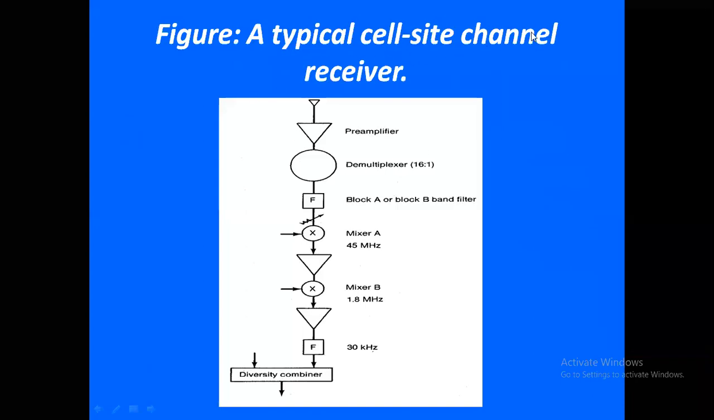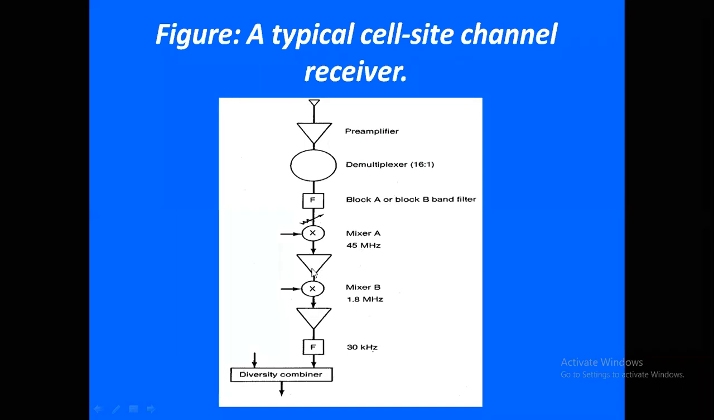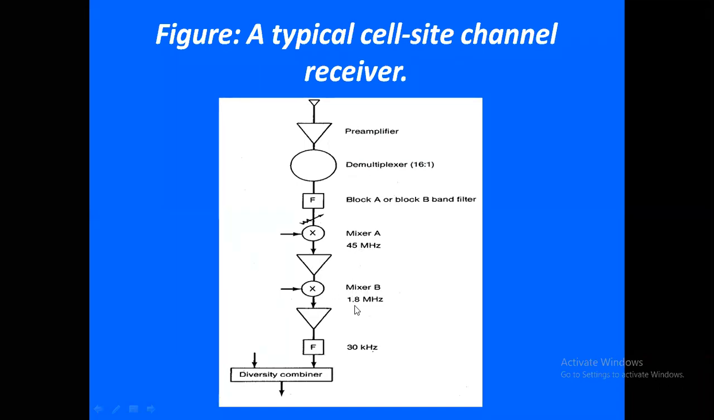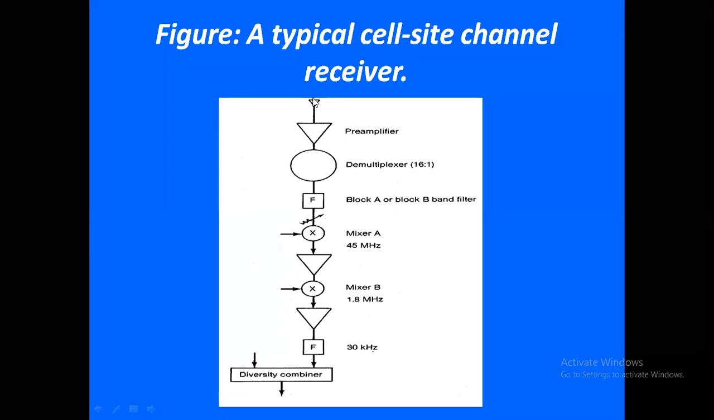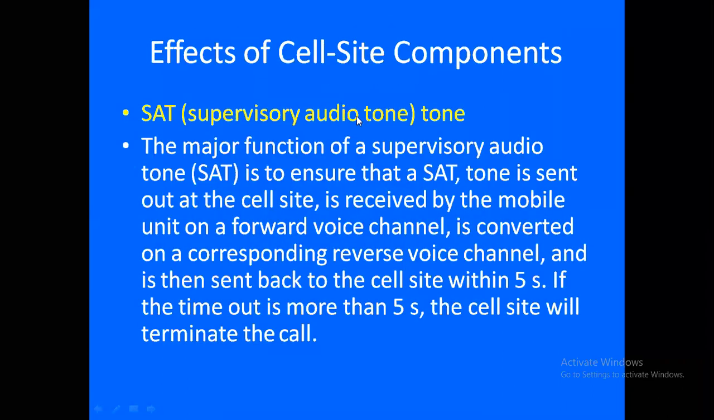So we have a typical cell site channel receiver. We have a preamplifier here. So this is a demultiplexer 16:1, so we will get one output. So this is a block A or block B band filter. Then we have a mixer here, 45 megahertz. Then we have a preamplifier, followed by mixer B, which is 1.8 megahertz. Then we have a preamplifier followed by a filter, which is 30 kilohertz. Then we have a diversity combiner. So this is a typical cell site channel receiver.